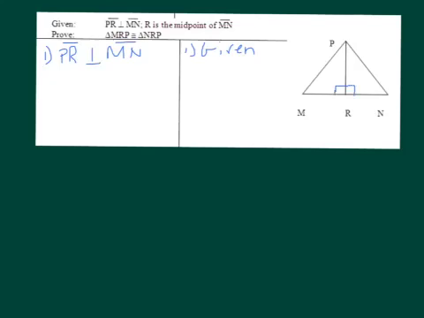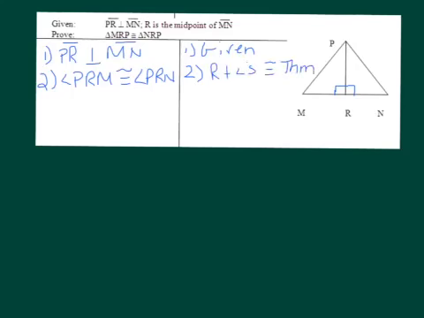Okay, now I wrote two perpendicular symbols because what we have now are two right angles. We have angle PRM, and it's congruent to angle PRN because two right angles are congruent to each other by the right angles congruence theorem. Okay, perfect.